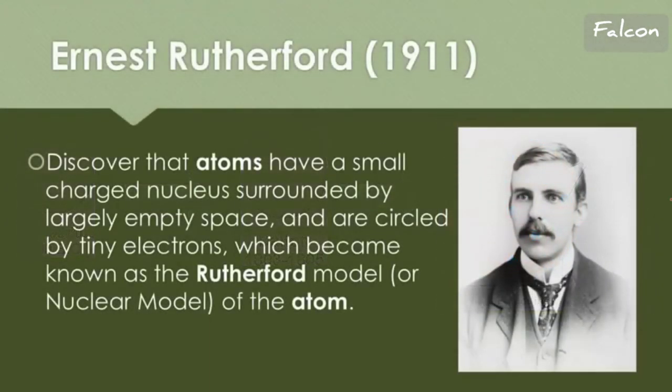Ernest Rutherford in 1911 came up with the idea that atoms have a small charged nucleus surrounded by very large empty space. And in that space, the electrons are circling within it, which is now known as Rutherford's model, or the nuclear model, or the gold foil experiment. Sometimes it's referred to that as well.